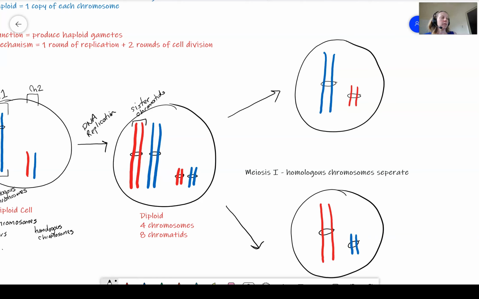Each of these 2 cells that we have here are going to have 2 chromosomes because they have 1 copy of chromosome 1 and 1 copy of chromosome 2. And in this case, those 2 chromosomes are going to equal a total of 4 chromatids.